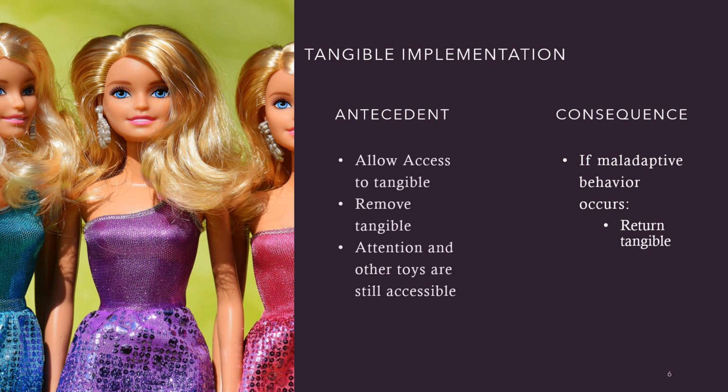Then we move on to tangible implementations. Tangibles are things that a person can grab, play with, touch. So you would allow access to the preferred tangible, and then you would remove that tangible by saying, "Hey, my turn," taking it away. But there's still attention provided, and there are still other toys or activities around that are accessible to the client. If maladaptive behaviors occur, you would just return the tangible that they prefer.